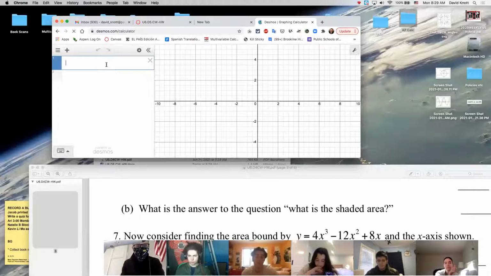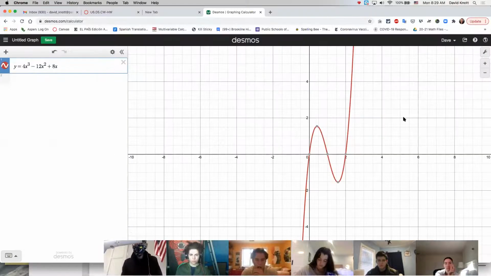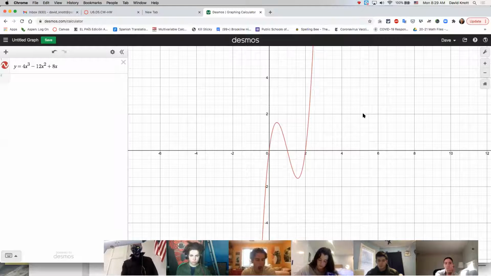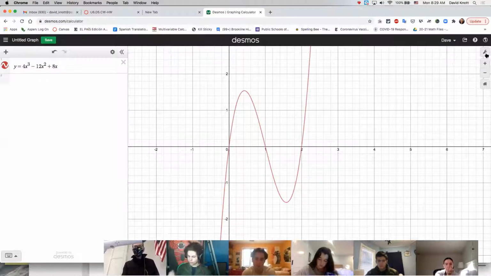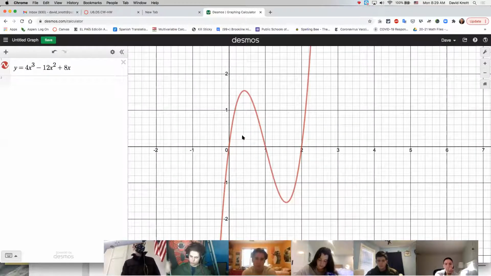So let's have a look. It's the function 4x to the third minus 12x squared plus 8x. All right, so here it is. And the question was asking you about the area bound by this function and the x-axis. So I believe that what that's referring to is the area included in this region right here. You can see that's bound by the graph and the x-axis. And also this area right here, okay? So the question is asking, what is the area of this region and this region put together?